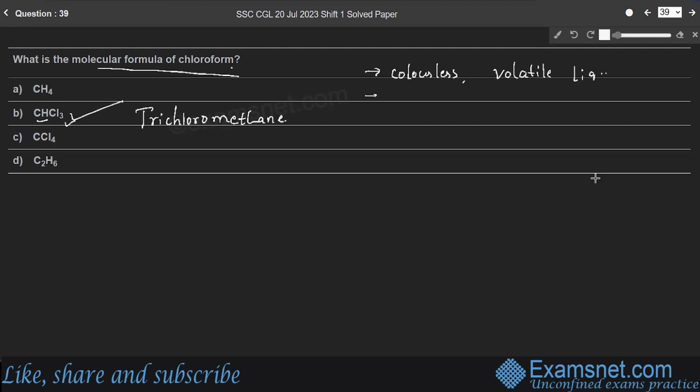And the primary use of chloroform is in industry. So it is used in industry, particularly as a solvent and in the production of the refrigerant freon, right? So its molecular formula is CHCl3. Option B is the right answer.